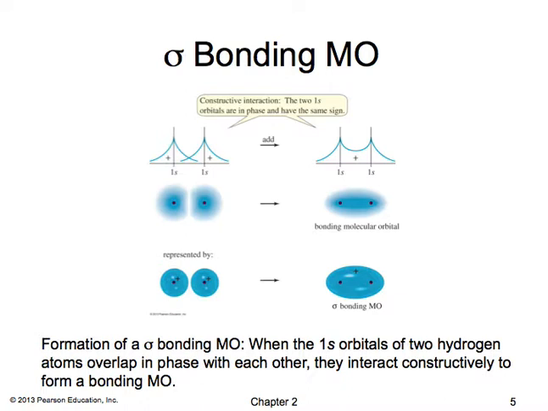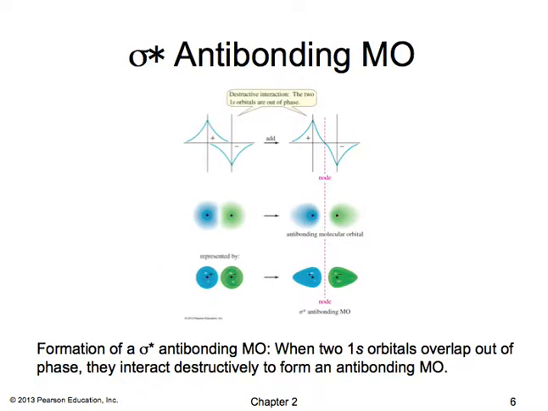Formation of a sigma bonding molecular orbital occurs when the 1s orbitals of two hydrogen atoms overlap in phase with each other. They interact constructively, forming a sigma bonding molecular orbital. Here's the sigma star antibonding molecular orbital. In sigma star antibonding, you have a positive and a negative, and when you put them together you don't have an overlap; instead you have a repulsion. As a result, you form a node, and this is called sigma star antibonding. This is when two 1s orbitals overlap out of phase. They interact destructively to form an antibonding molecular orbital.